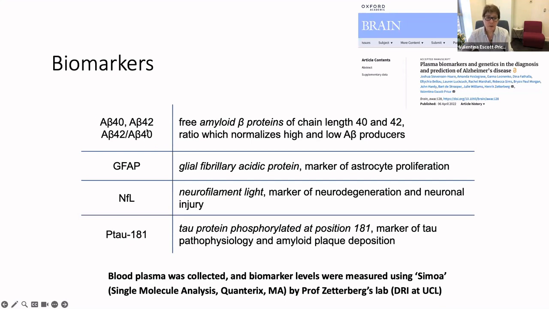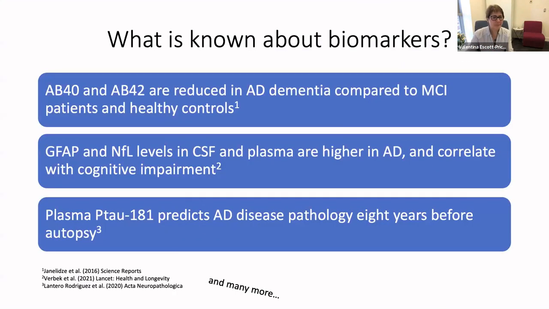And these biomarkers measure free amyloid beta proteins of chain 40 and 42; GFAP, or glial fibrillary acidic protein, looking at astrocyte proliferation; NFL, neurofilament light, a marker of neurodegeneration and neuronal integrity; and p-tau, a marker of tau pathophysiology and amyloid plaque deposition. So these five biomarkers, 6 variables, we investigated for prediction of Alzheimer's disease and PRS as well. You will see the results.